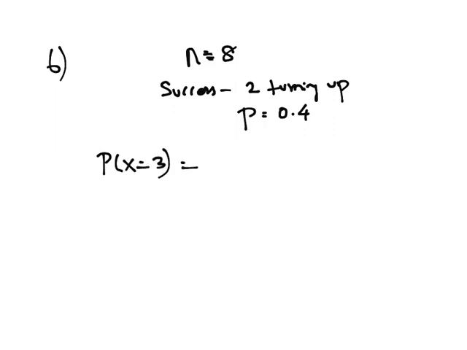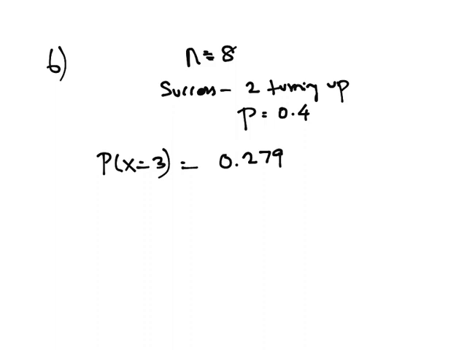So very simple. Go to distribution, go to binomial, go to BPD, put x as 3, number of trials is 8, probability of success P is 0.4. So you get 0.2786 or 0.279 as the answer.